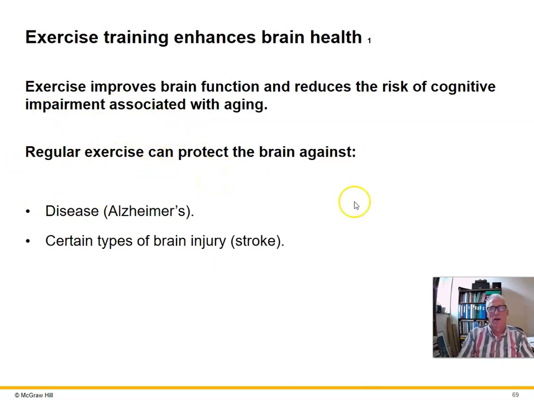All right, that concludes our Chapter 7, and join me as we move on to talk in more detail about skeletal muscles in Chapter 8.